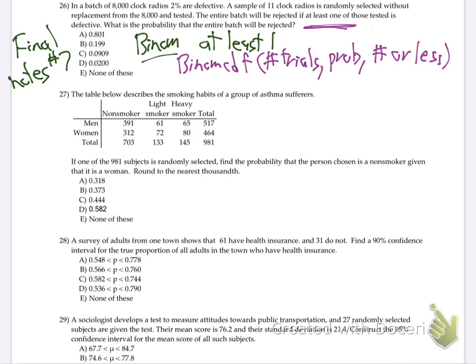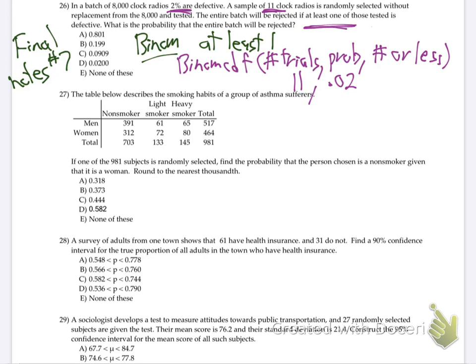I don't see the 11. Oh, yeah, there it is. We're pulling 11 out of the 8,000. We're not looking at all 8,000. We're only looking at 11. We're pulling 11 out of the group and examining them. And if at least one or more is bad, we're rejecting the whole shipment. What's the probability each time that we're going to get a bad one? 0.02, right? 2% are defective.